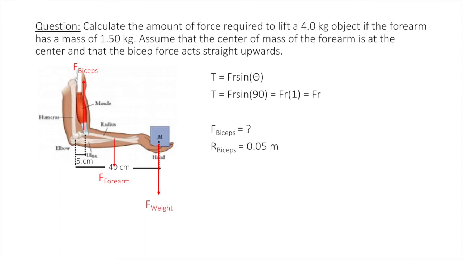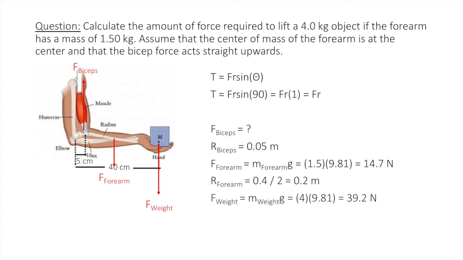For the forearm, the force applied is equal to mg, which when calculated will give you 14.7 newtons. The radius is half the distance between the biceps and the object, therefore divide 0.4 meters by 2. For the object, the force applied is equal to mg, which when calculated will give you 39.2 newtons. The radius is equal to 0.4 meters.